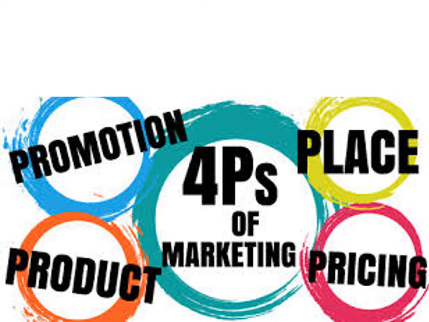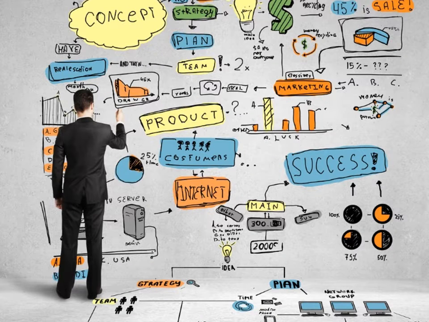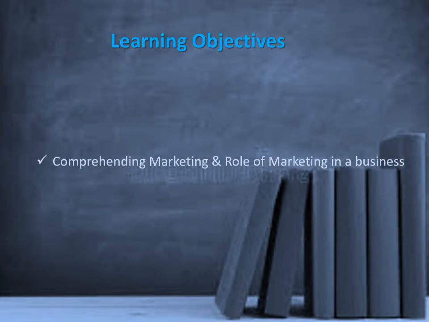Today, we will be covering chapter 12, the marketing mix, and we'll be discussing the product. But before we do that, we'll review and revise some of the concepts that we had already discussed about marketing and the role of marketing for a business, and how marketing becomes a backbone for operations.